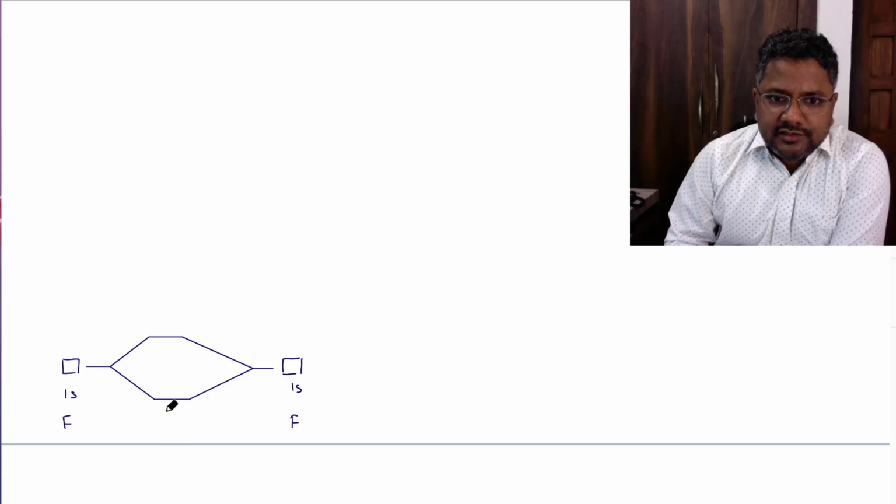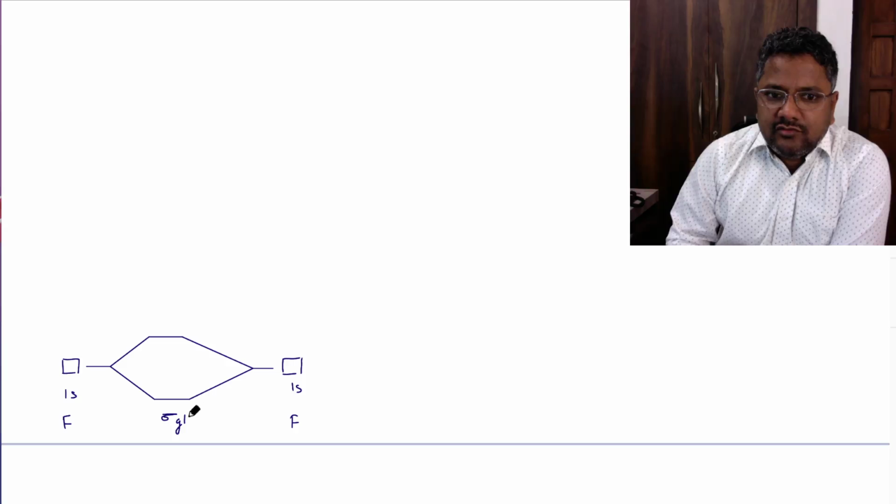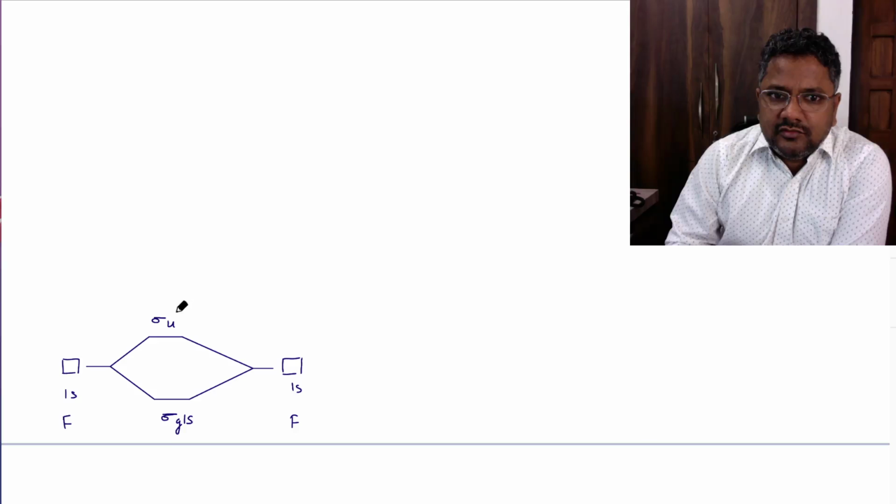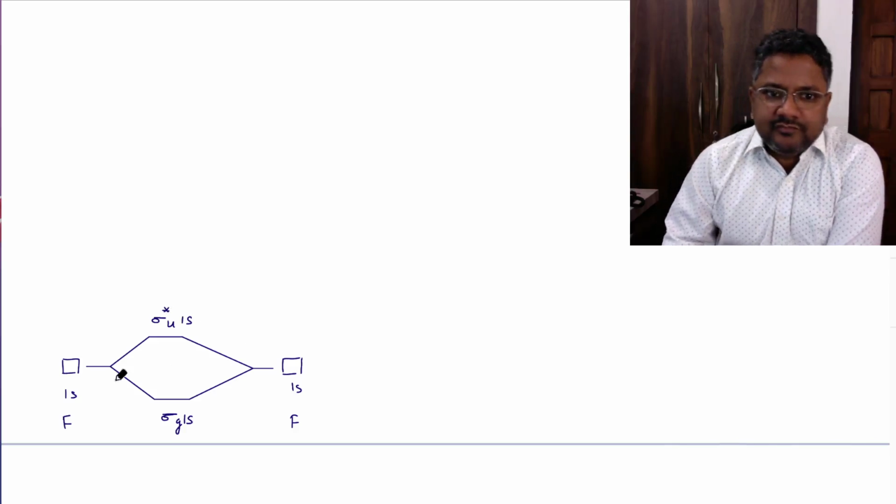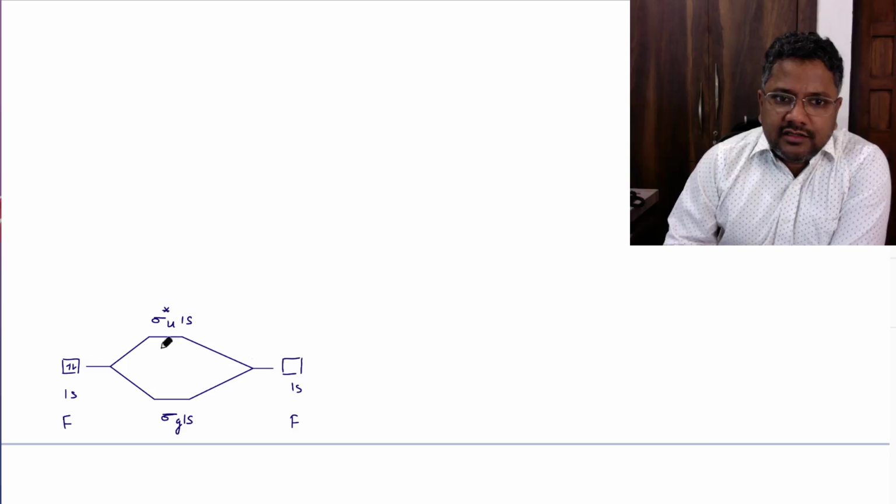So they overlap and form two orbitals. Both have the same energy. So this is sigma g 1s, and this is sigma u 1s, right? And also we can put star. So 2 electrons here, 2 electrons here.